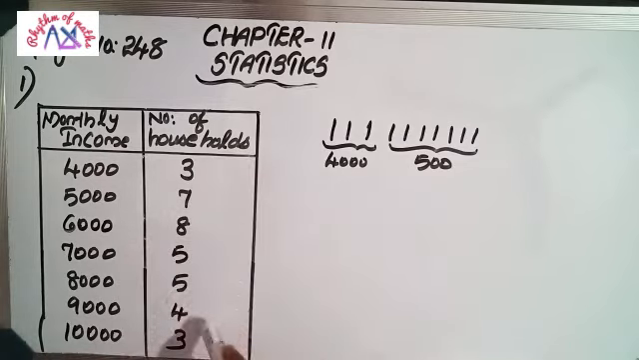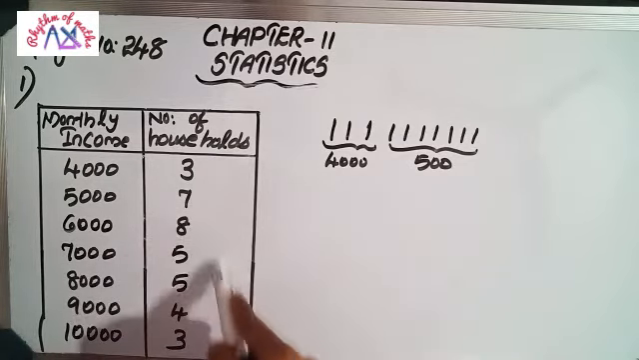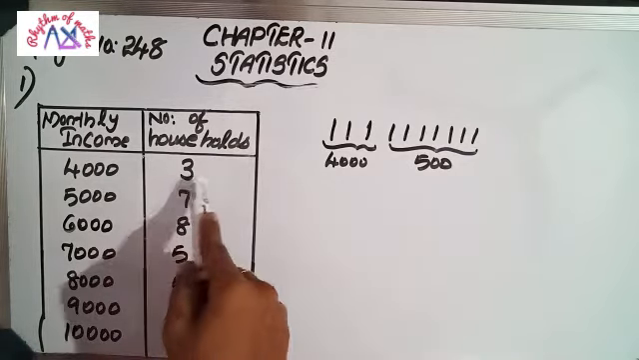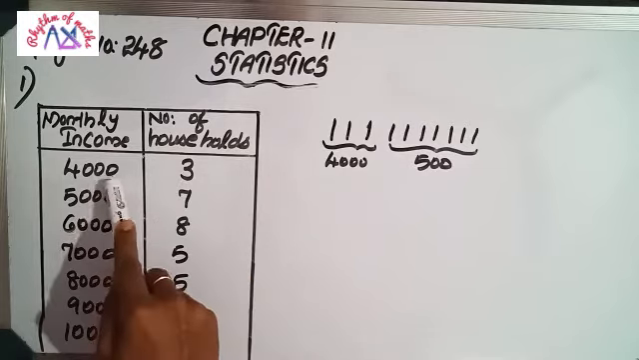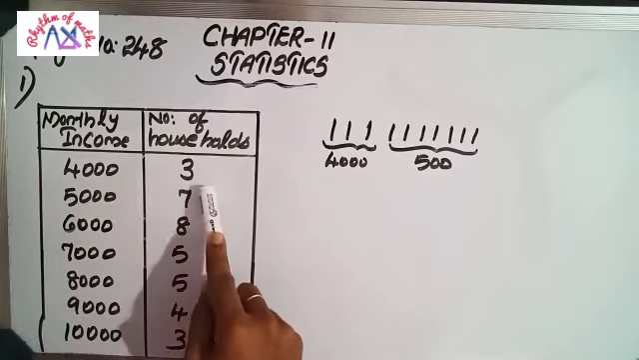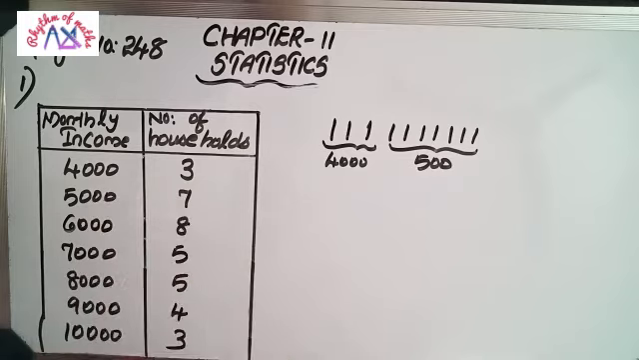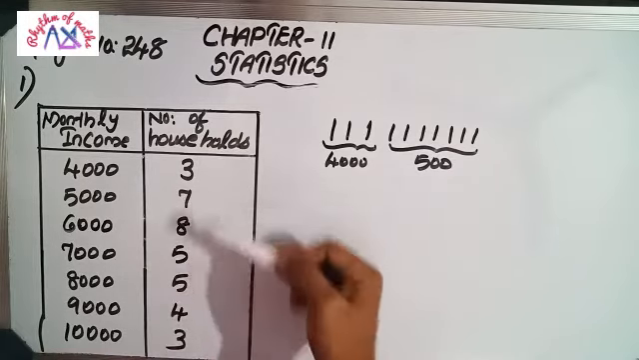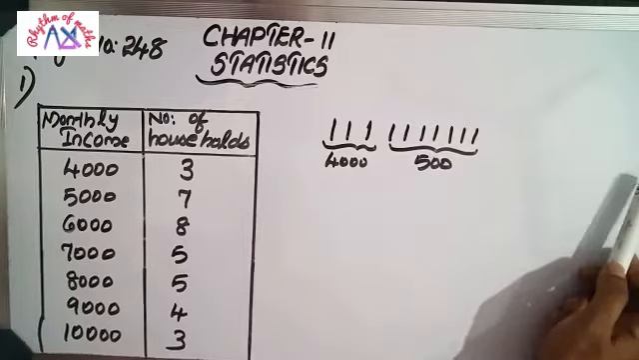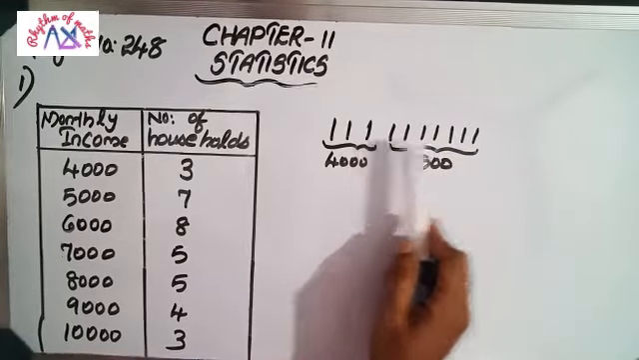That means cumulative frequency. This is the frequency. These are the frequencies because of repeating numbers here. 4,000 is repeating 3 times, 5,000 is repeating 7 times, like that. So in the next box we need cumulative frequency. Cumulative frequency means addition of all these. We need total families, isn't it? So first 3, then 7.